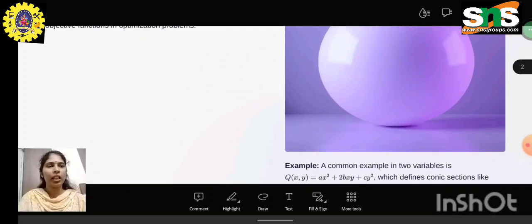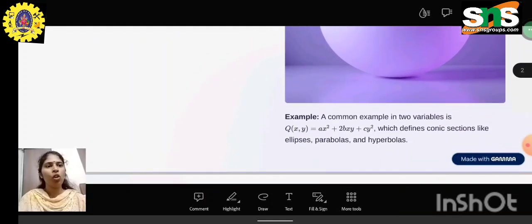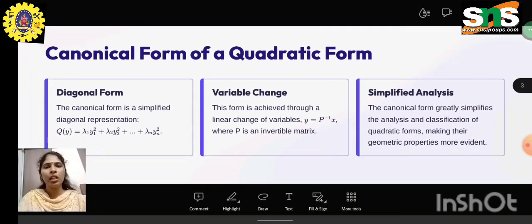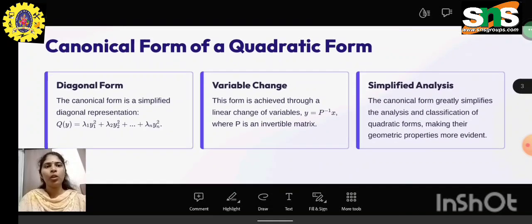Here is an example of quadratic form. A common example is ax square plus 2bxy plus cy square, which defines the conic sections like ellipse, parabolas and hyperbolas. Now let us see canonical form of a quadratic form.